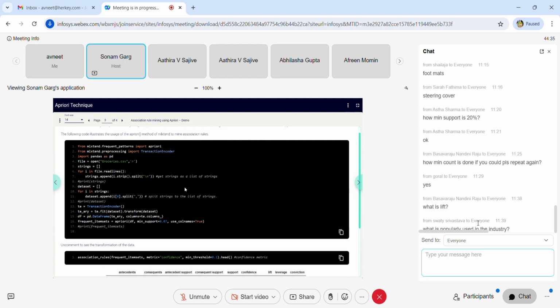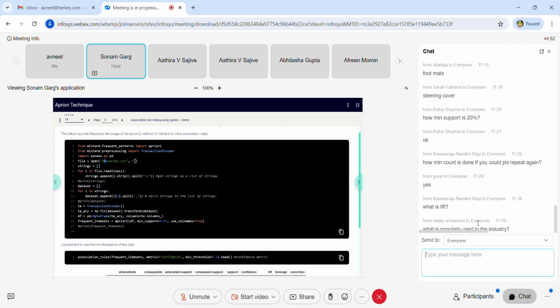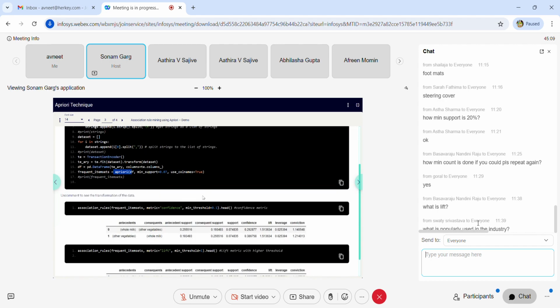So what we are doing here is we will just use this technique, a priori. We'll import a priori from the ML extend package, use it here, and just supply our data set to it. So this is all preparing your data set. Here we have the groceries.csv file which you can import, split, clean, and encode if required, and then you can directly give it to the a priori algorithm to find the frequent item sets. It does all the job. We don't have to do anything manually.